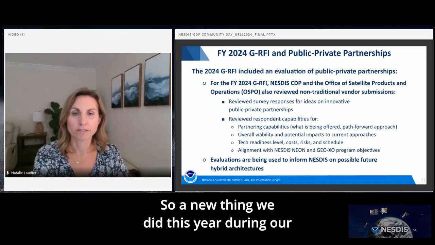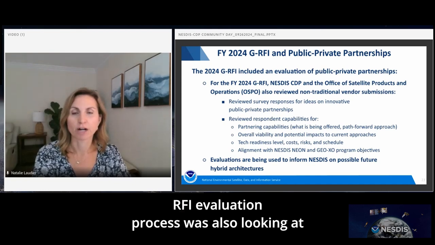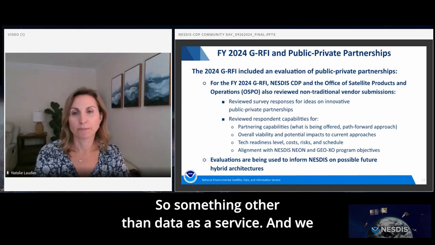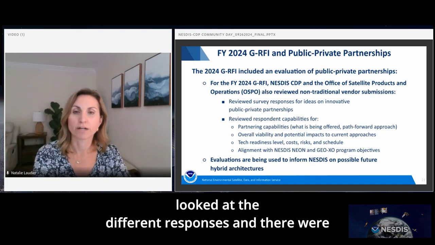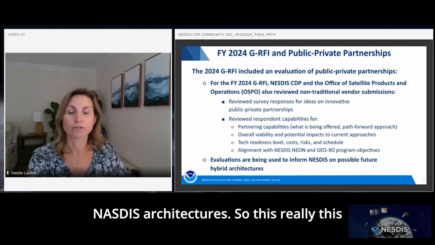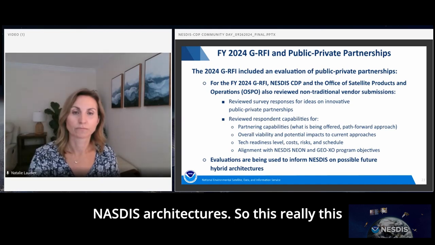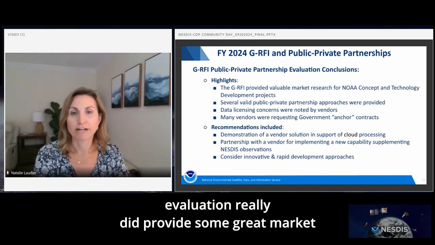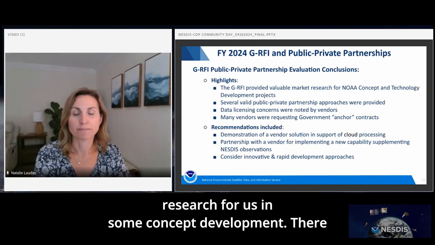A new thing we did this year during our RFI evaluation process was looking at different non-traditional ways of how we can partner with the community, something other than data as a service. We looked at the different responses, and there were some really great ideas. Some of these we're evaluating to be used in potential NESDIS architectures. This evaluation really did provide some great market research for us and some concept development.